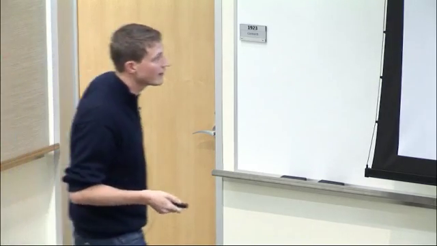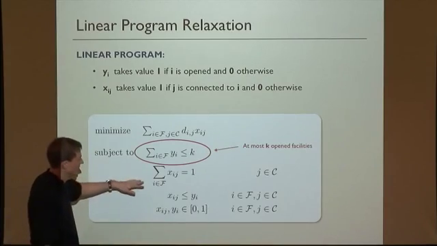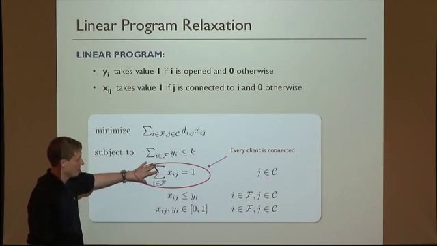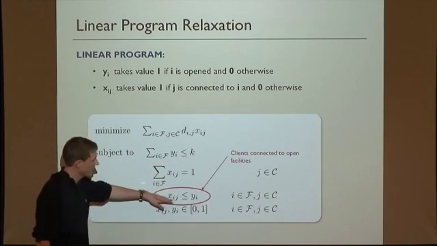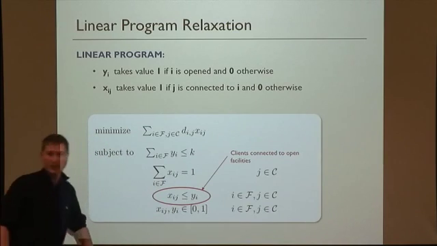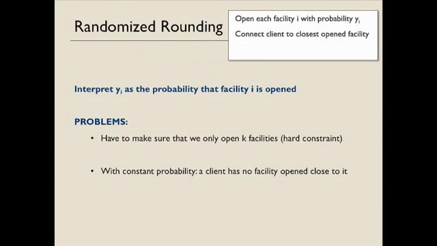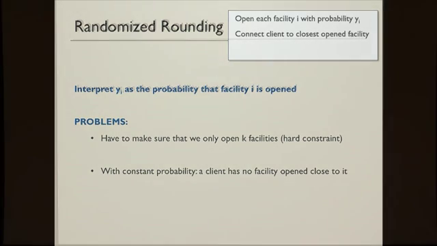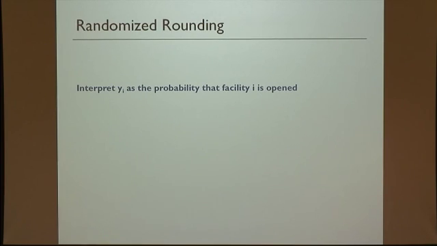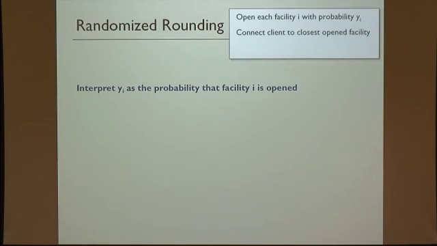This constraint says that we can open at most k facilities. Here, each client is connected. And here we say that if a client is connected to facility i, then that facility has to be open. Don't worry if I went through this quickly. Now, many here like randomization. So we interpret the yi's as the probability that facility i is open. With this intuition, the first thing you would try is to open each facility independently at random with probability yi.